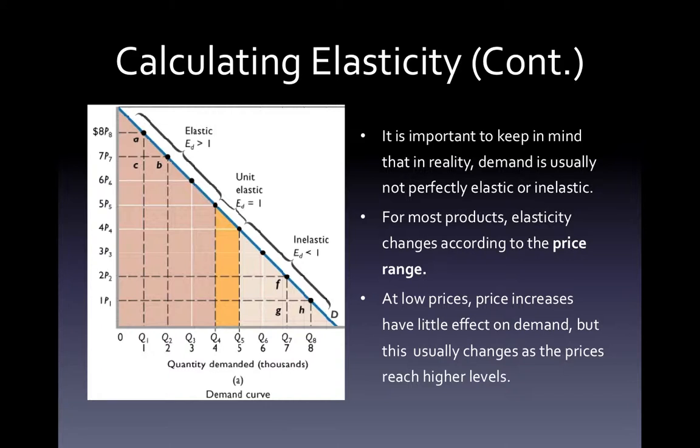So, if a slice of pizza is a quarter, and it goes up to 50 cents, even though that's a 100% price increase, it's such a small amount of money, you're probably not going to pay much attention to it. You're still going to buy your pizza. But when the price range is at higher levels, these changes will have more impact because they are more noticeable to you, and they are having a greater impact on your real income.